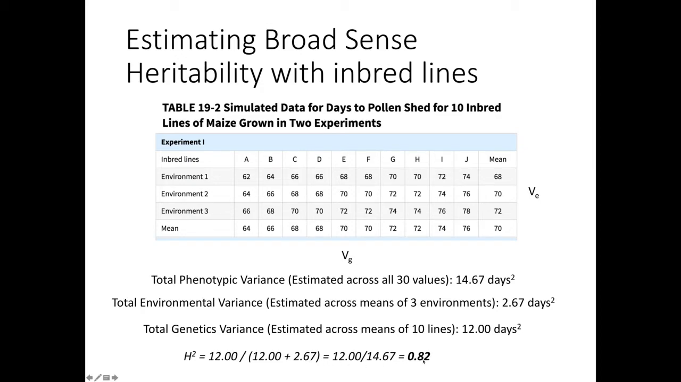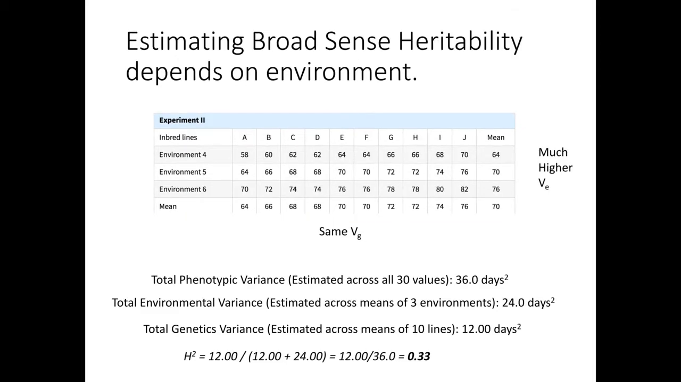So, a significant amount of the variation is explained by the genetic differences between these inbred lines, and we say that broad sense heritability is 0.82, where it can go from 0 to 1, so that's a pretty large number. Okay, what's important to know, though, is that broad sense heritability depends on the environment.